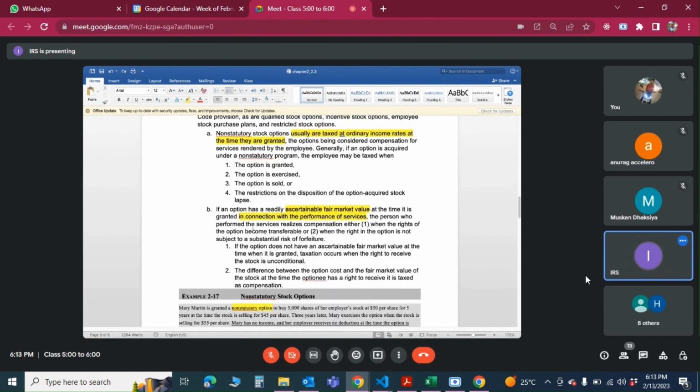And the performance of service realizes compensation when the rights of the options become transferable. When you actually exercise the option, you have control over them, you can buy them, then you are free, you become the owner. You can give it to anybody you want. That's when we have to see what is the taxable income, because now you have become the owner. When it was granted, you were not the owner. The company just told you, we are giving you 10,000 stock options. If you want, you buy them at a very low price, because if outsiders are buying at $100, maybe you can buy it at $20 because you're an employee.